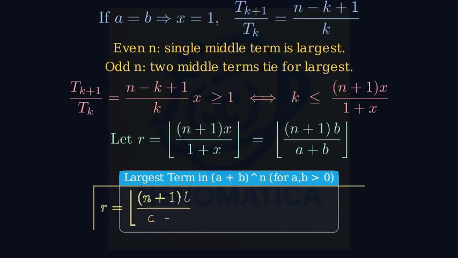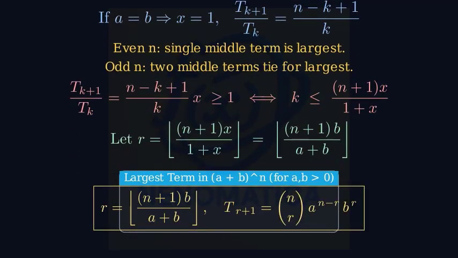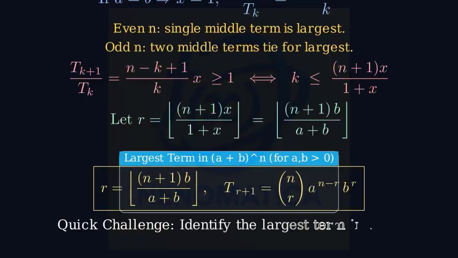The largest term is t sub r plus 1 equals n choose r, a to the power n minus r, b to the power r. Quick challenge. Which term is the largest in a binomial expansion when the exponent n is given? Pause and think. Then we will apply the rule to a few examples.